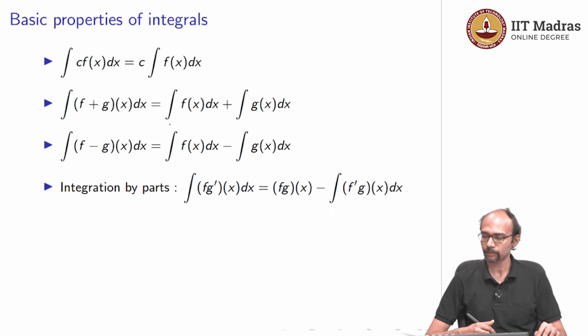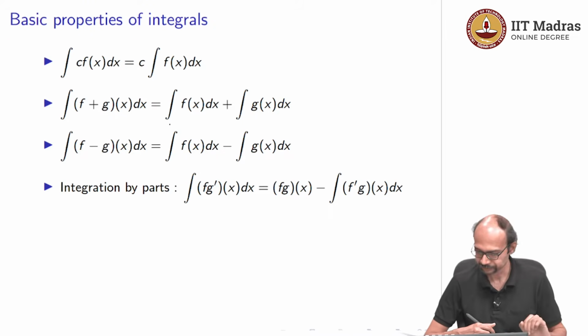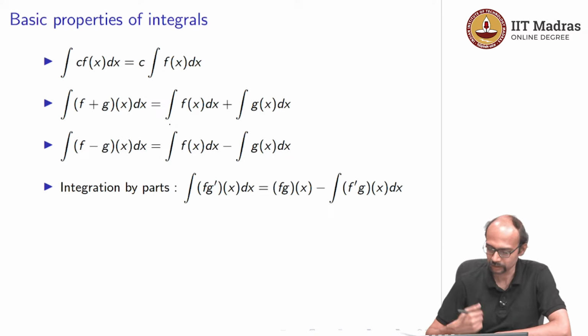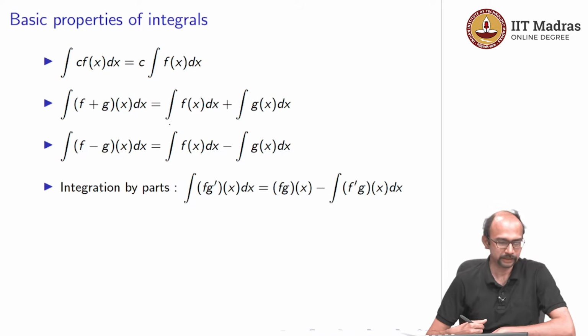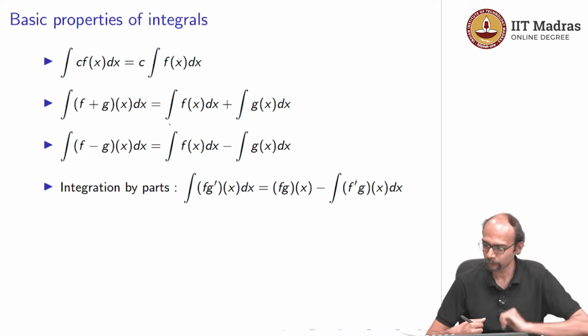And then finally, we have something called integration by parts. This is a very important and useful idea, and the proof is actually quite simple. So, the statement is: the integral of f times g prime of x dx is f times g of x minus the integral of f prime times g of x dx. Now, let us quickly give a proof of this.